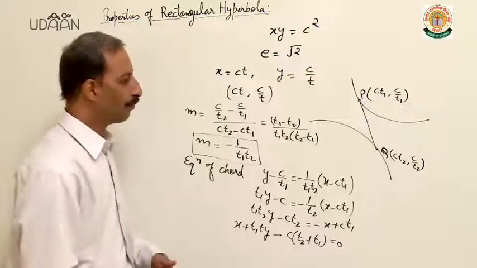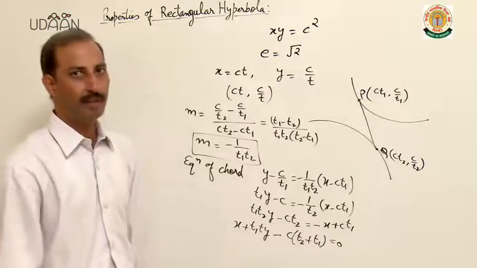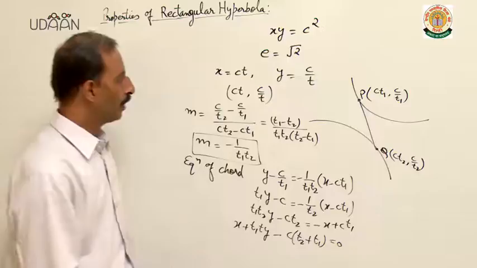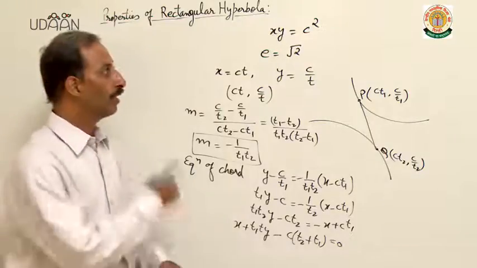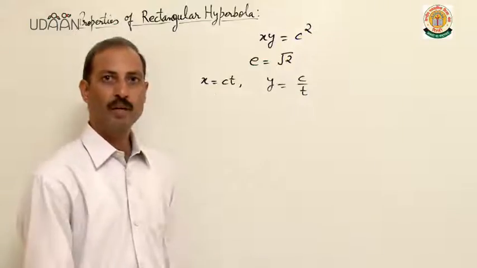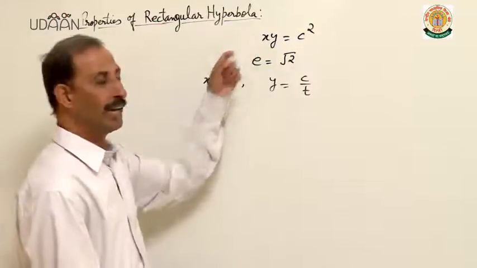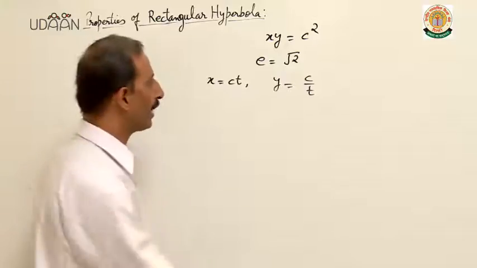Now children, you can find the equation of tangent and normal also. So I will tell you the equation of tangent and normal in parametric form and in point form in the rectangular hyperbola. Equation of hyperbola is given here: xy is equal to c square. You can say rectangular hyperbola.